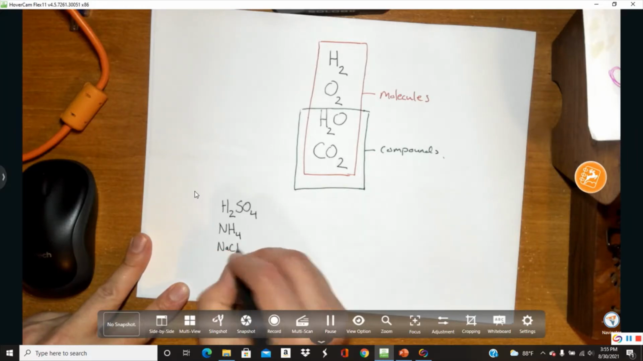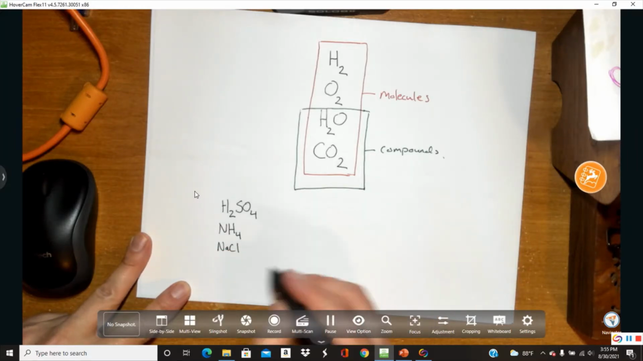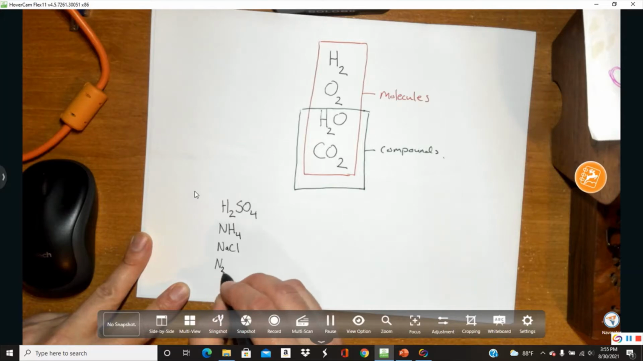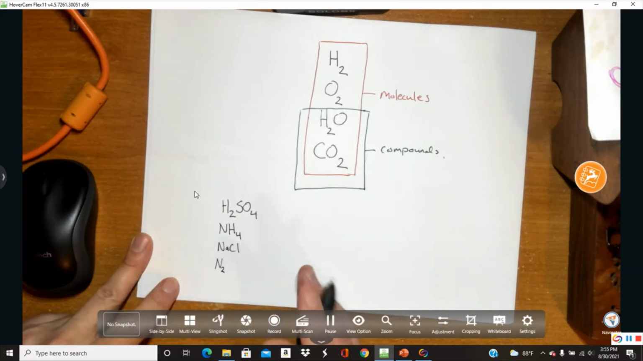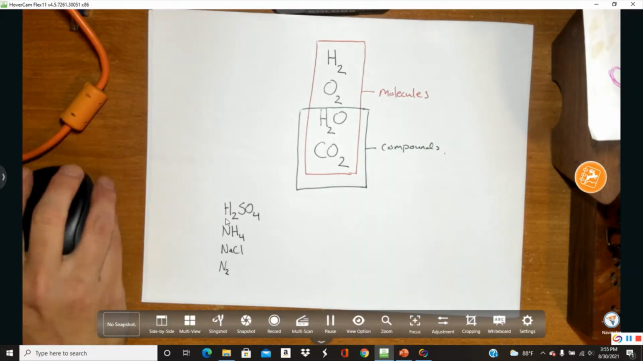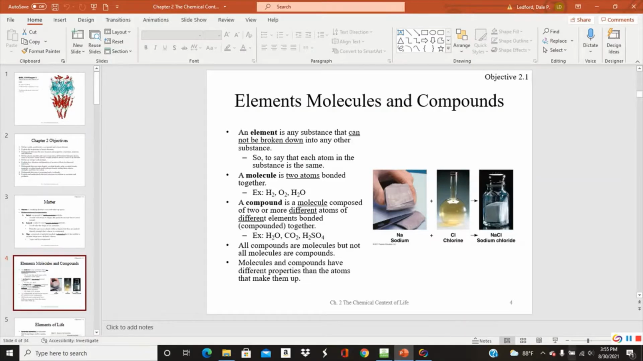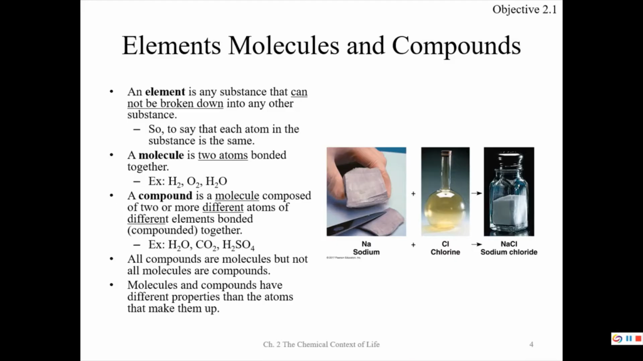NaCl would be a compound. But N2 would not be a compound; that would be just a molecule. Those are the kinds of things I like to look at here to help you understand. Now, what I want to make sure we understand is that molecules and compounds have different properties than what makes them up. That was an example of emergent properties we saw in chapter 1.